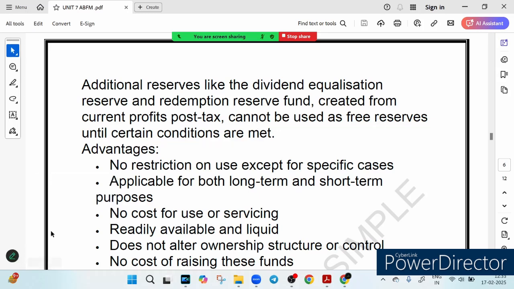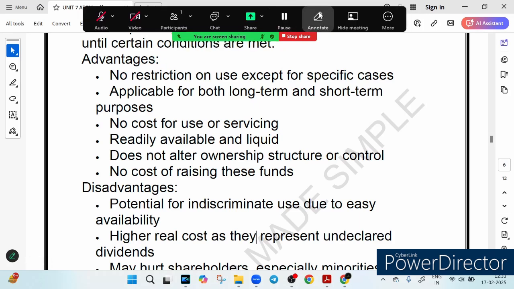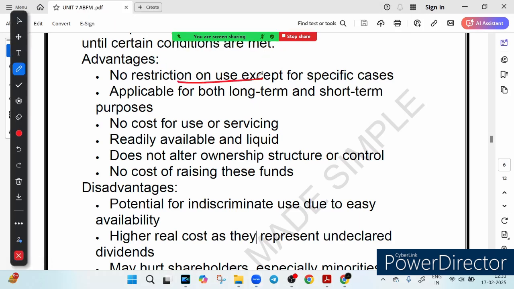So basically, what are the advantages of this internal accrual? Why is this a good thing? Because keeping profit within the company has a big advantage: there is no restriction on use, right? Except for the special reserves we have just talked about, like the redemption reserve. Except for these things, there is no restriction on use.